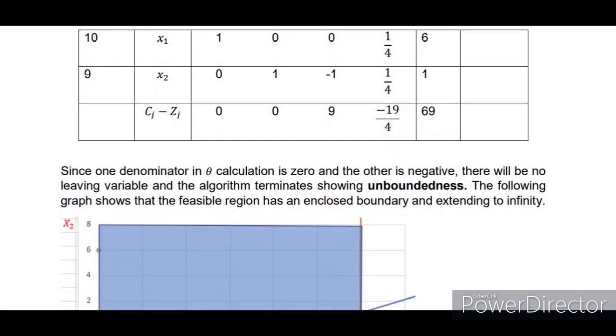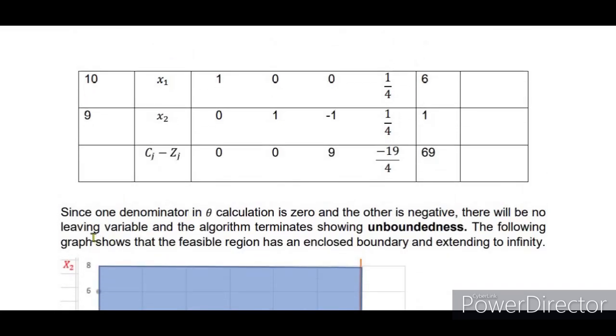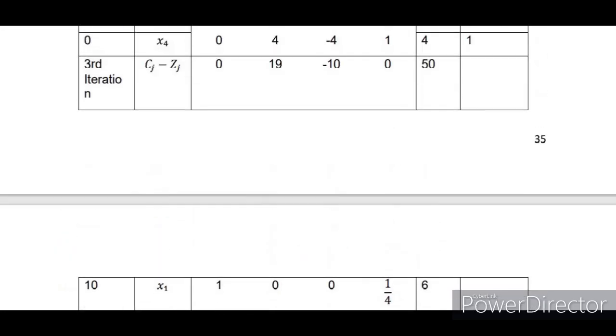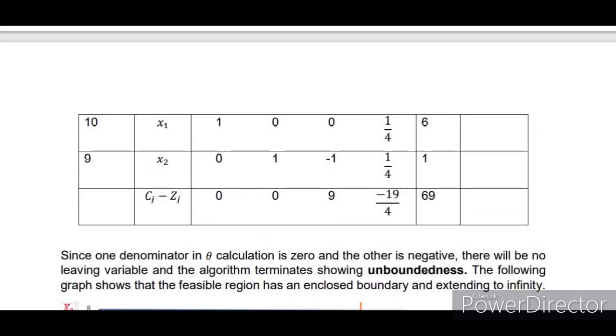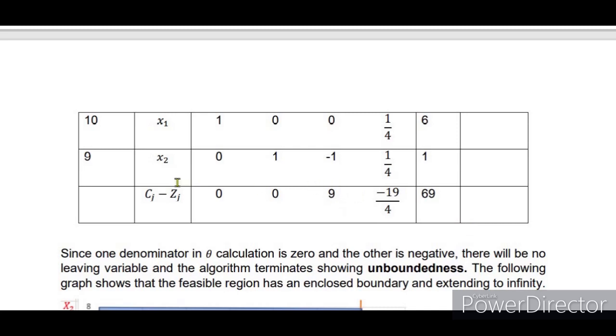So since one denominator in theta calculation is 0 and the other is negative, because when we calculate the theta under the third iteration, we will get 0 and negative. So the highest positive value of Cj minus Zj is 9, so we will use that as our denominator. So 6 divided by 0 will be undefined, and 1 divided by negative 1 will be infeasible.